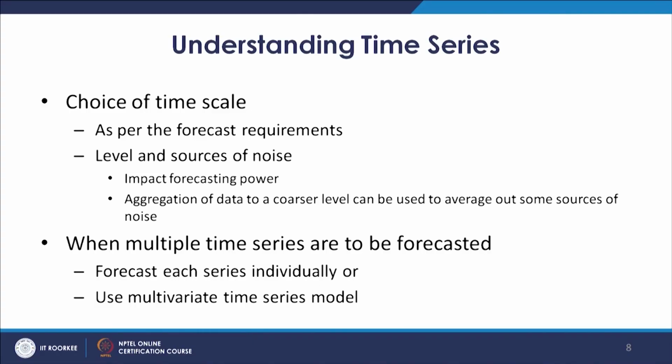For example, companies might be selling many products, and the requirement would be to forecast multiple products at the same time, and sometimes the sale of one product might influence the sale of other products. So, keeping that in mind, sometimes the requirement is to forecast multiple time series. One approach could be to forecast each series individually, or the second approach is using multivariate time series models. These are the two approaches.